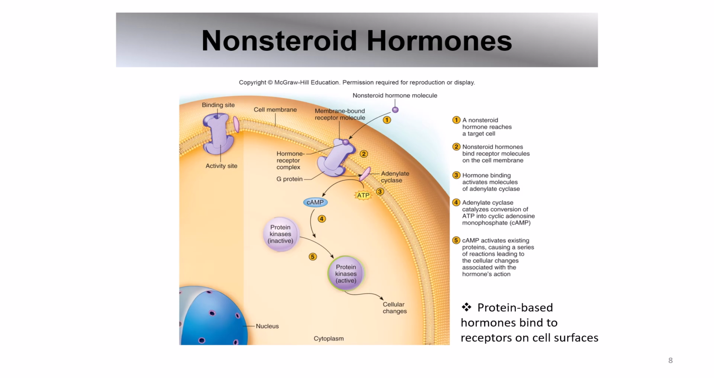Versus non-steroid hormones, or the protein-based ones, these are not able to enter the cell. These instead bind to receptors on the cell surfaces. And so here the circular shape is the hormone. It is attaching to the receptor but not going into the cell. So then these other proteins may get activated. This protein adenylate cyclase leads to the production of cyclic AMP, and cAMP then can activate other proteins, which can then lead to changes inside this target cell.